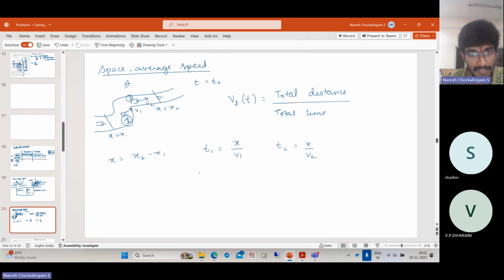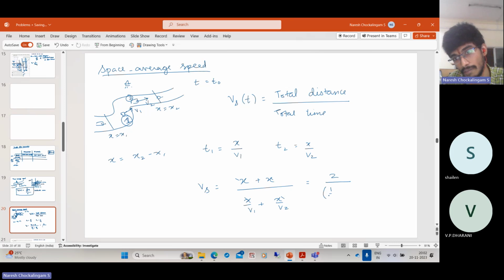So what is the space mean speed? The space mean speed is the total distance. Vehicle 1 travels x, vehicle 2 travels x, divided by x by v1 plus x by v2. I can cancel out x. So it is nothing but 2 by 1 by v1 plus 1 by v2, which is nothing but the harmonic mean. If you recollect your class 12, you have studied three types of means: arithmetic mean, geometric mean, and harmonic mean. And this is the harmonic mean.